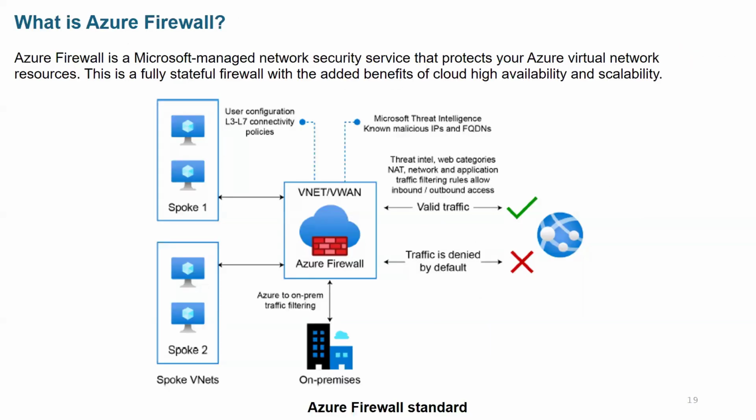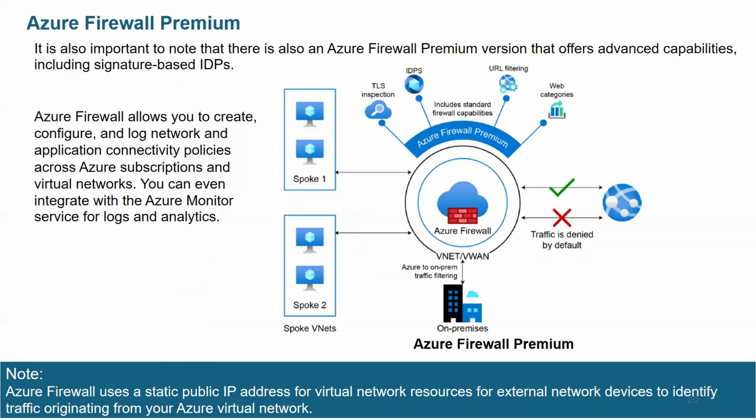This is the normal firewall, and this is premium, so it is also important to note that. The premium version offers advanced capabilities to configure, so we have to spend more money. VNet, WAN, they configure everything. TLS, IDPS, URL filtering, web categories, so many features are available. Most of the environments are Azure networks. Everything comes down to pricing: if you configure anything, we have to pay money for the cloud service.